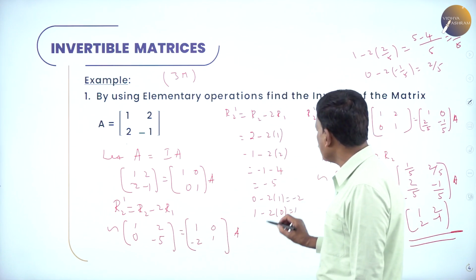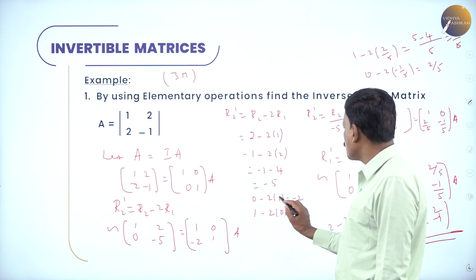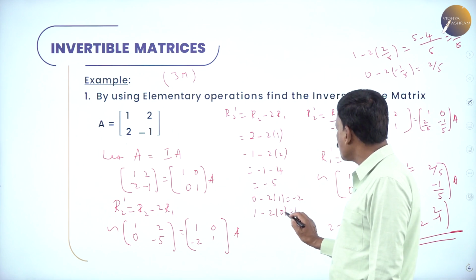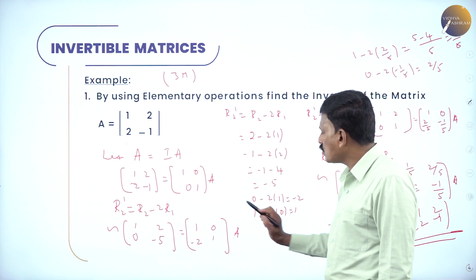1, 0 remains the same. Whereas here, 0 minus 2 into R1, 0 minus 2 into 1 is minus 2. Again, 1 minus 2 into 0, 2 into 0 is 0, 1 minus 0 is equal to 1.